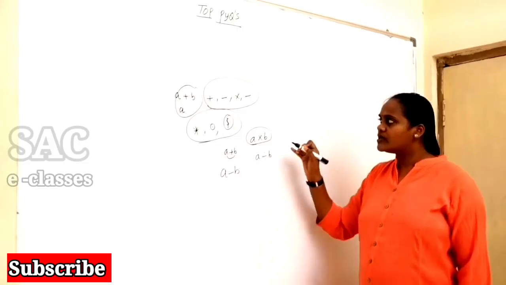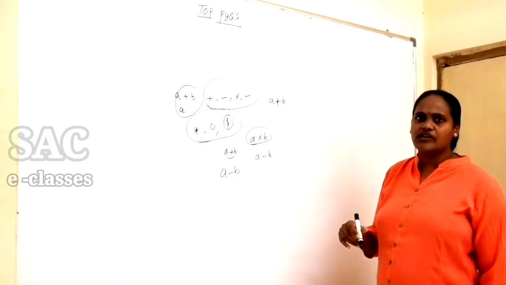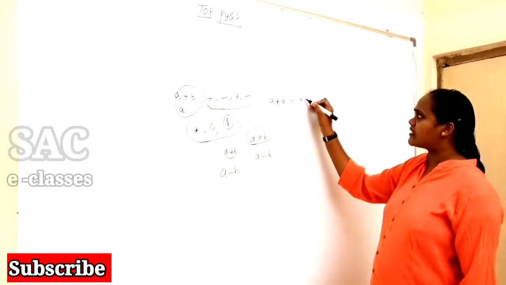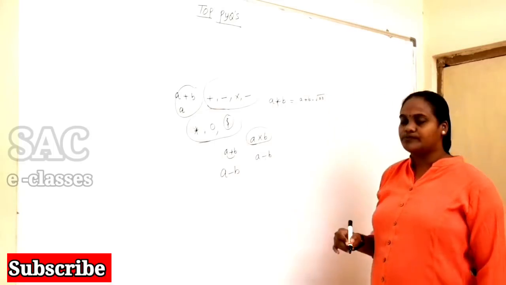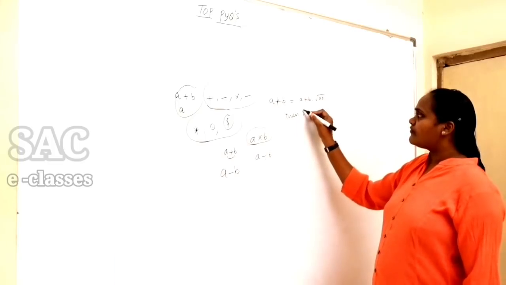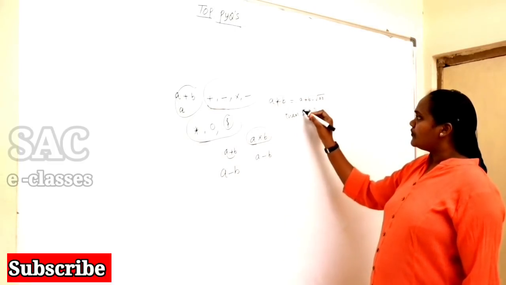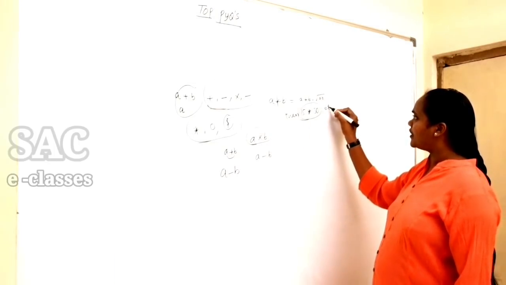You know them. For example, in one particular definition, A star B is equal to A plus B minus root AB. Then what is the value of 5 star 3? Or maybe 15 star 30? Or maybe 6 star 24?